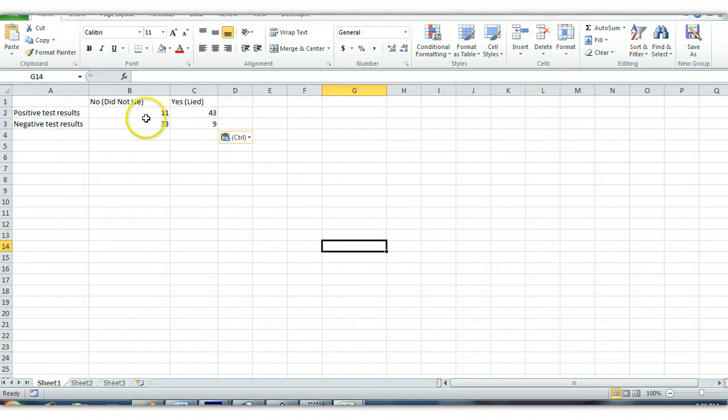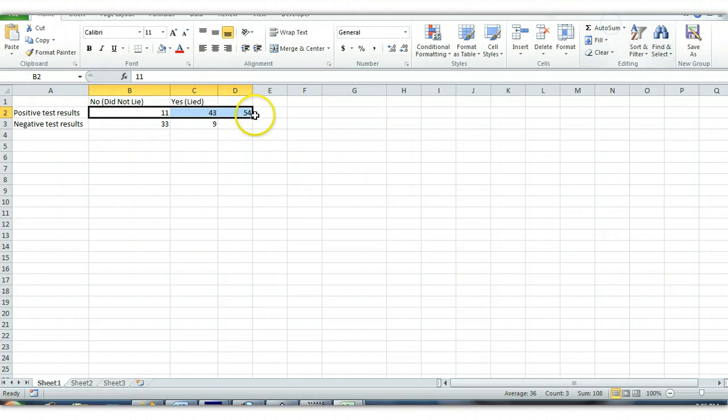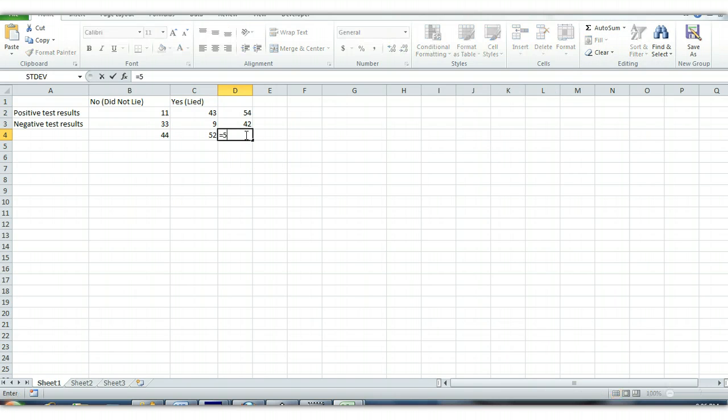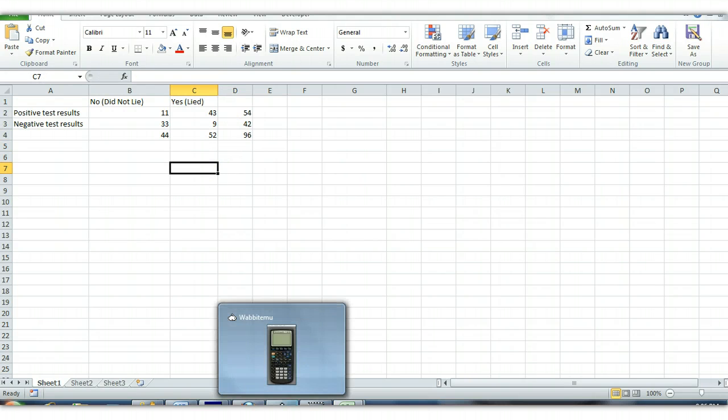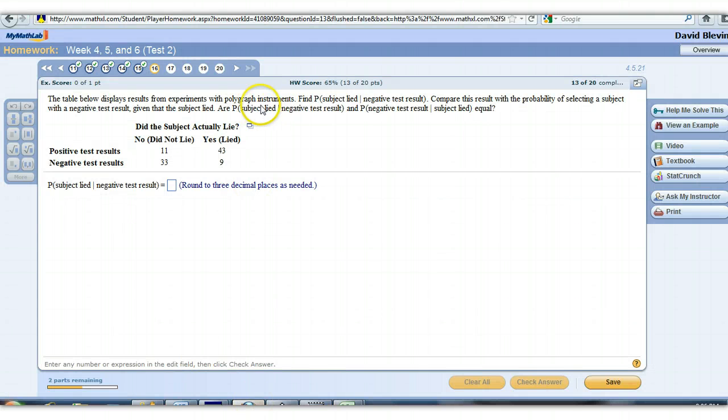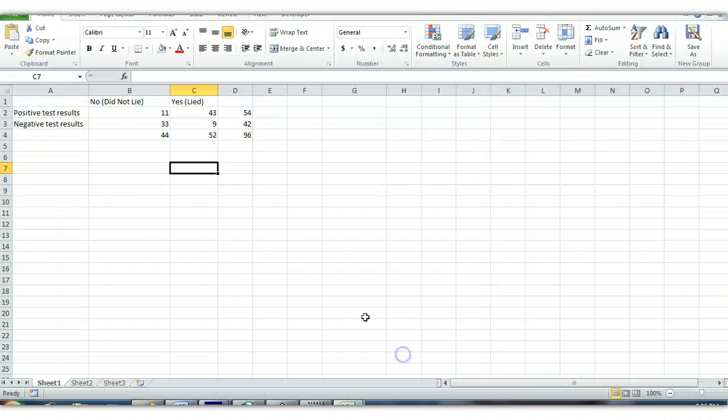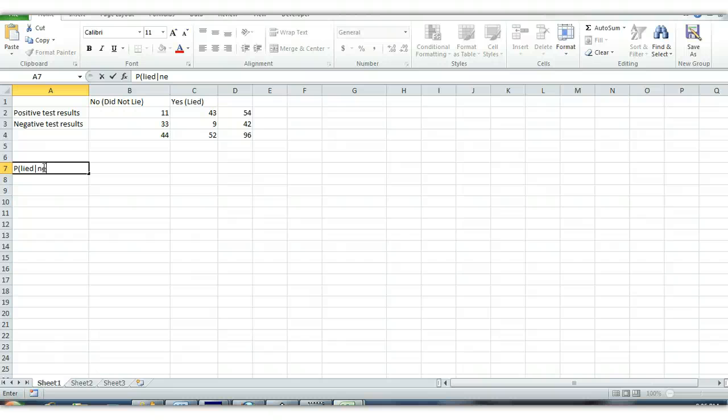So I'm going to, just like I've been doing, complete the table. We need to come up with the total rows and total columns. Alright, and then this is 54 plus 42. Alright, so the first one we're looking at, find the probability the subject lied given negative test result. So probability subject lied given a negative test result.